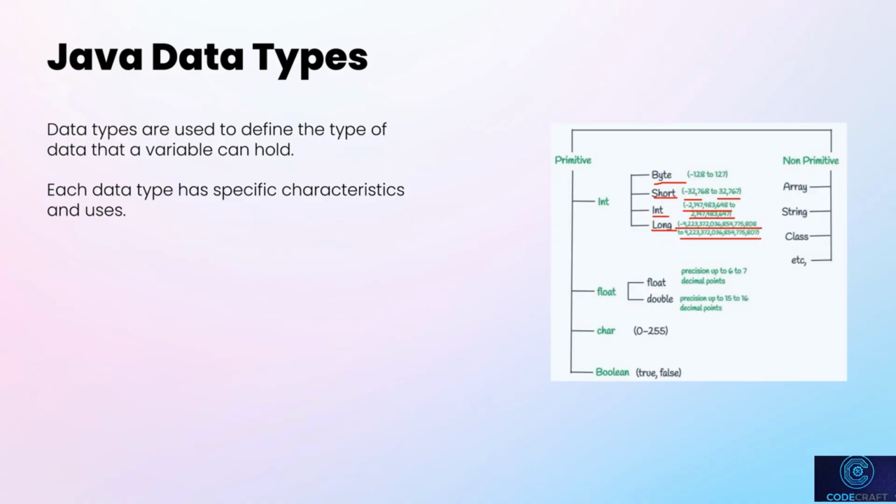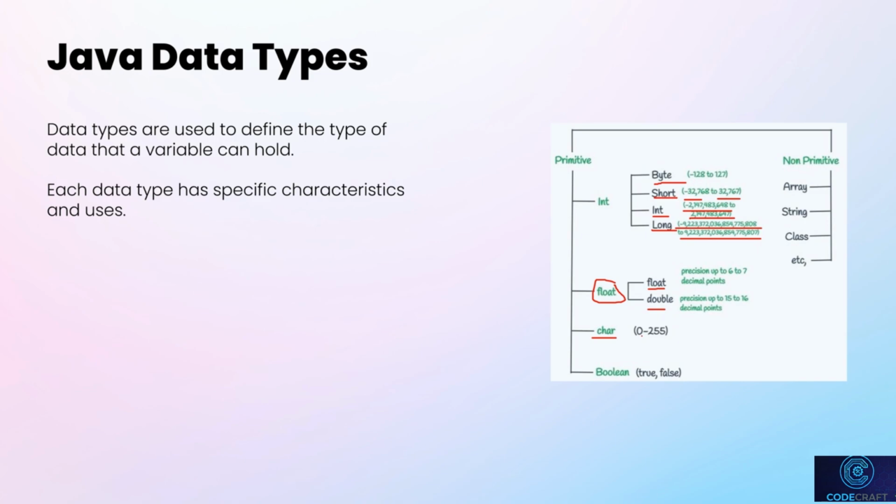a long value. Float. Float is a data type that stores decimal numbers with single precision. You need to add an F or f at the end of the number to indicate it's a float value. Double. This data type stores decimal numbers with double the precision. It's the most commonly used data type for decimal numbers.